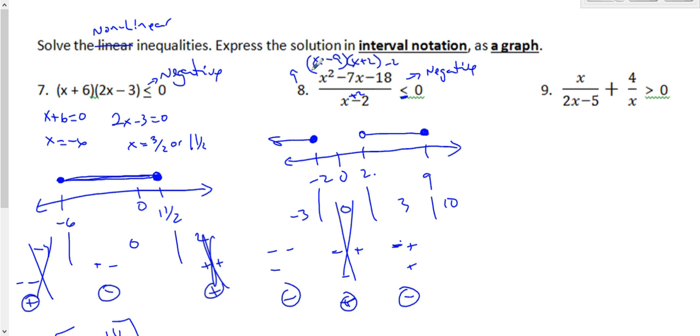When we plug in 10, 10 minus 9 is positive, 10 plus 2 is positive, and 10 minus 2 is positive. All positive will give us a positive answer.